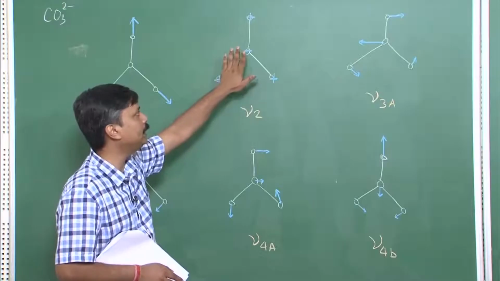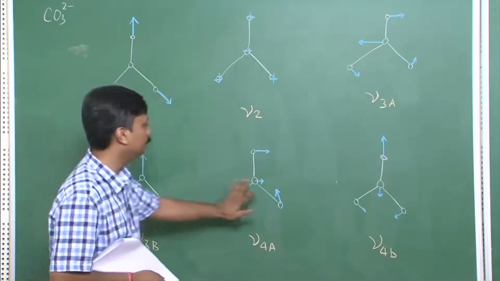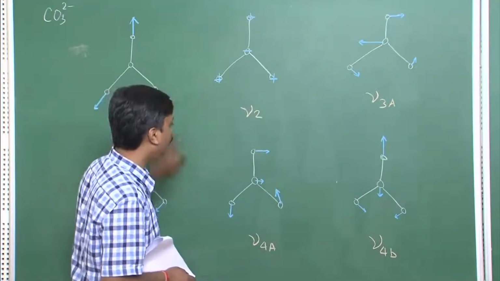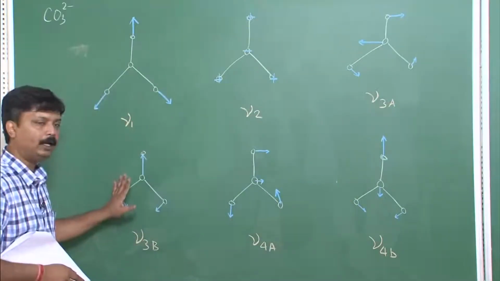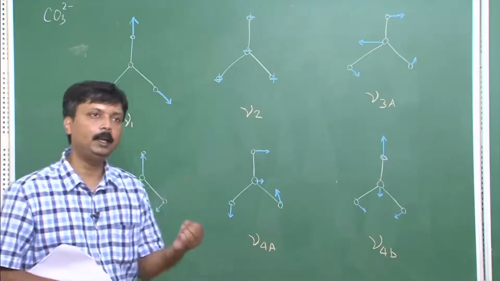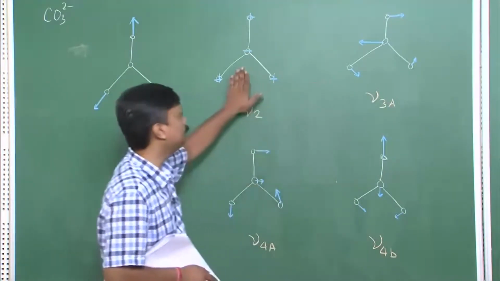So, this is an out of plane motion, while all these other structures, nu 2, all the other motions are in plane. That is, this molecule is planar, and all the motions of these atoms are within the plane. So, these are in plane vibrational motions, while this is out of plane.